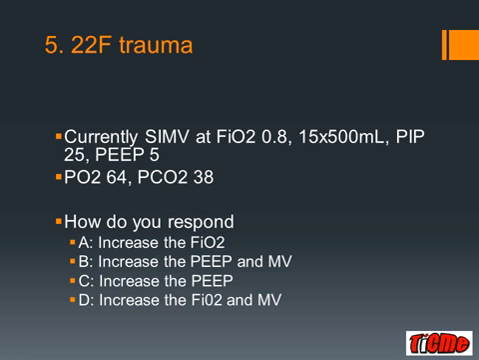Question 5. A young lady who's been involved in a motor vehicle accident is intubated. She's currently on SIMV. She's on 80% oxygen. She's been ventilated with a respiratory rate of 15 with tidal volumes of 500 mils. Her peak pressures are 25 and she's on 5 of PEEP. Someone does a blood gas for you and the PO2 comes back at 64 and the PCO2 is 38.